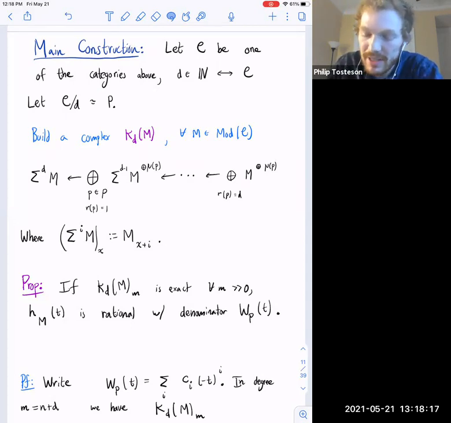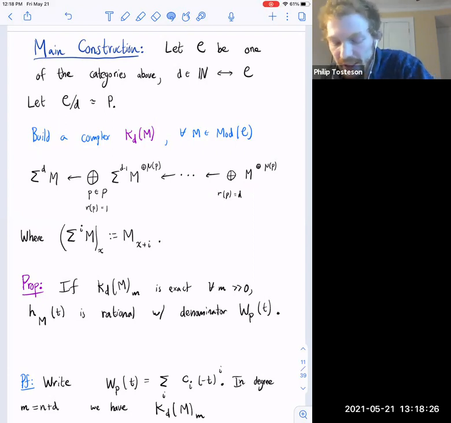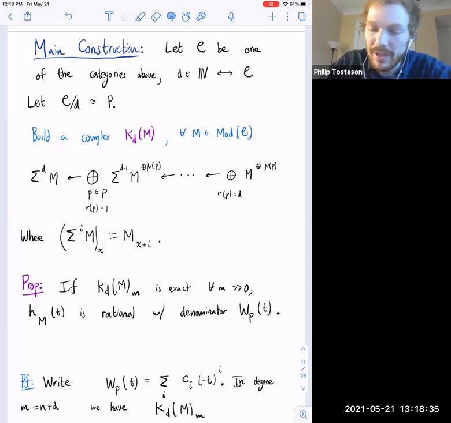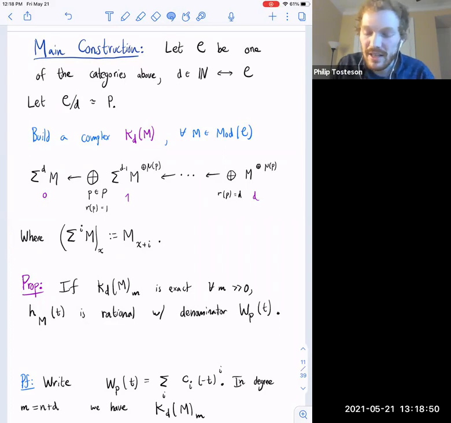The main construction I want to talk about is a way of building a chain complex, K_D of M, for every C-module M. And what this complex looks like is what I've written down here. So it's a homologically graded complex. This will be in homological degree 0. This is homological degree 1. This is homological degree D. And in degree 0, it's just the D-fold shift of M. So by that I mean in each of these cases there's a module that's naturally defined, really more formally using the monoidal structure of C.